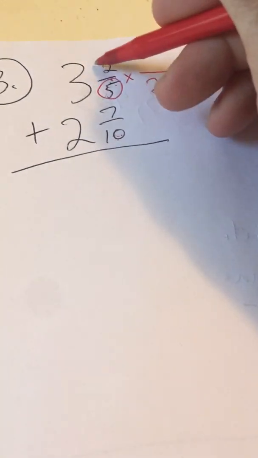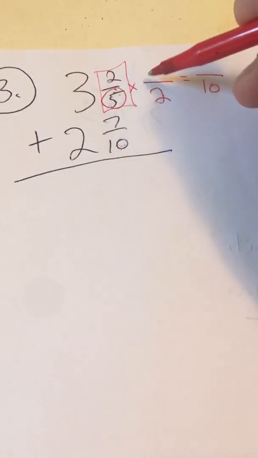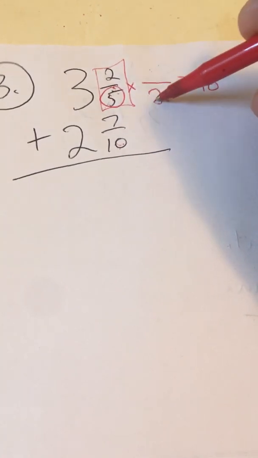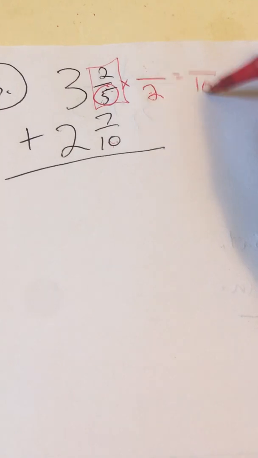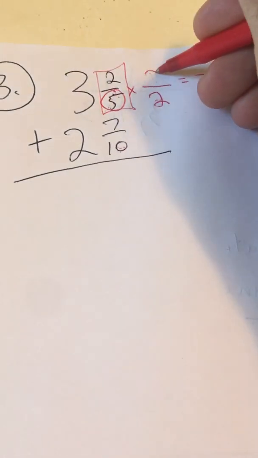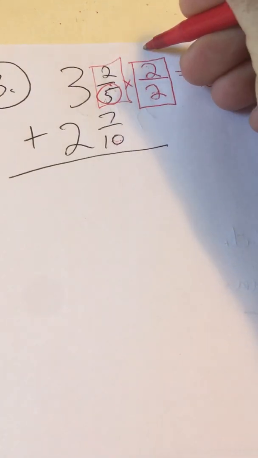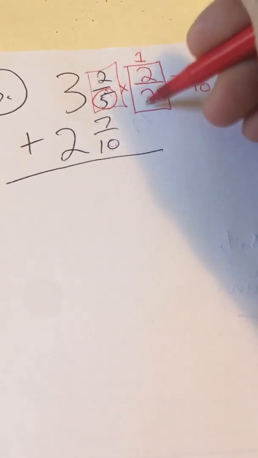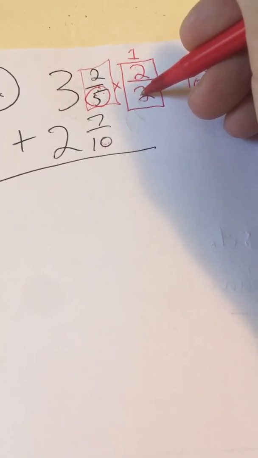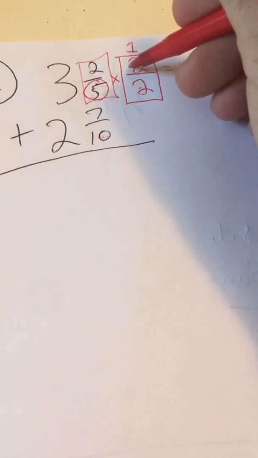So in order to make this an equivalent fraction to this, you have to multiply this by a fraction that's equal to 1. So since we have to multiply this times 2 in order to make it tenths, that means we have to multiply this times 2, because 2 halves, 2 over 2, is 1 whole. So we're really multiplying 2/5 times 1 whole in order to make it so that the denominators are the same to add.